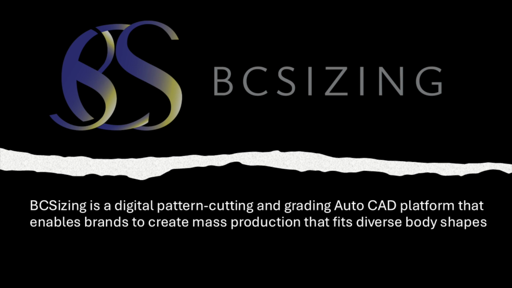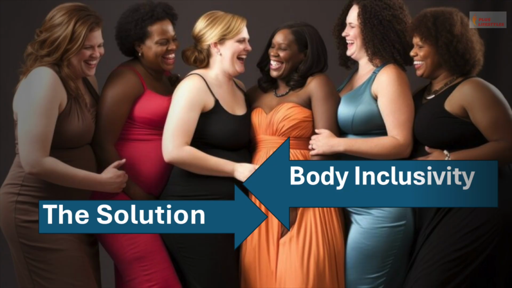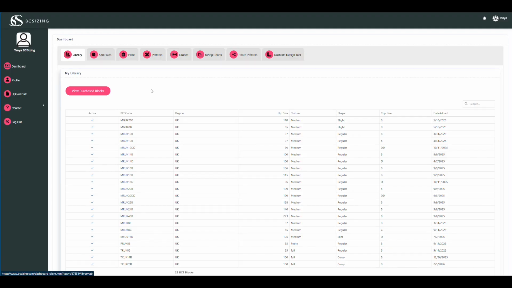BCSizing was built from a PhD study into the fit of women's clothing to prove that all clothes were made to a B-cup bra and find a solution suitable for mass production. The findings of the PhD have been formatted into an AutoCAD system for mass production.